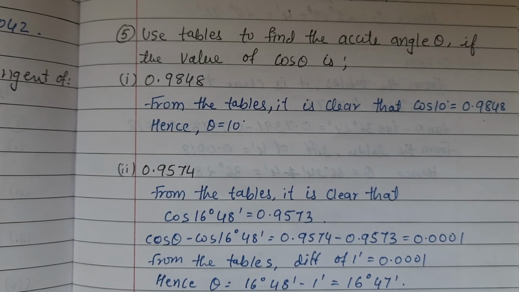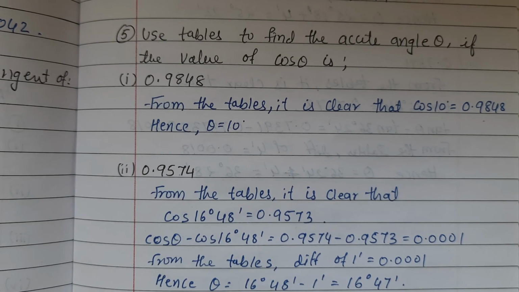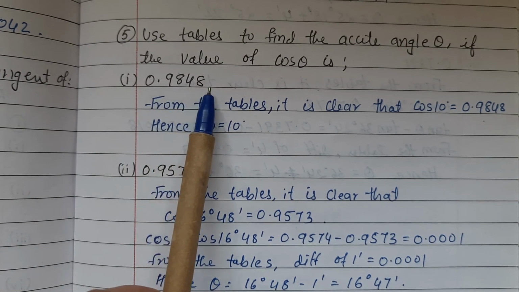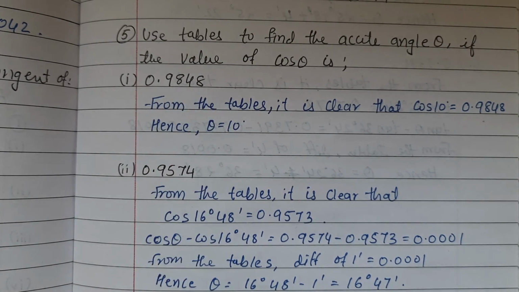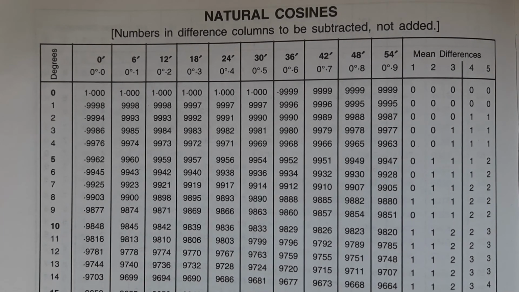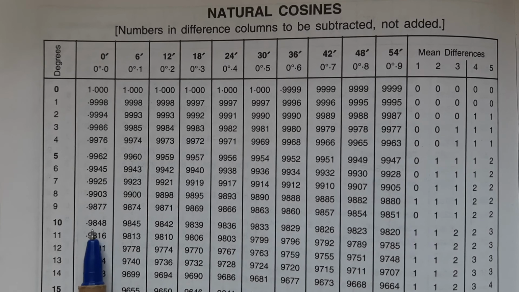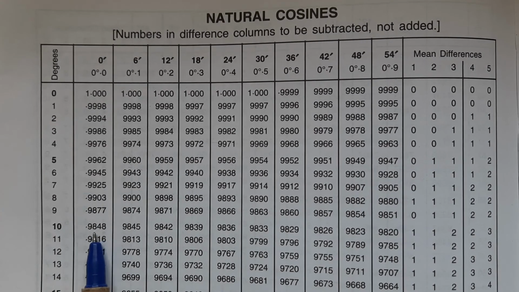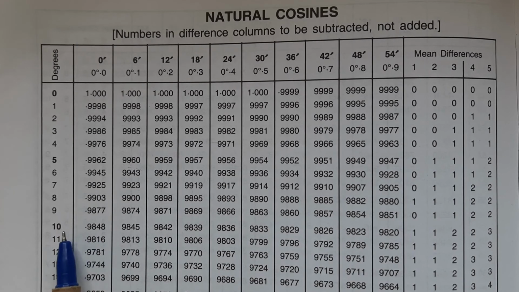Sum number 5. Use tables to find the acute angle theta if the value of cos theta is, first part, 0.9848. Natural cosine table. Question is 0.9848. Cos 10 degree is 0.9848. Therefore theta is 10 degree.